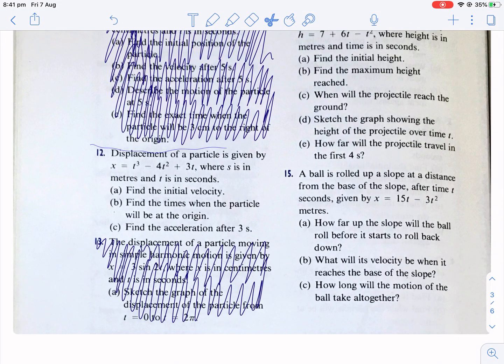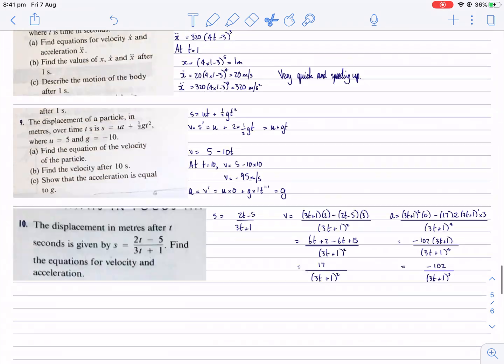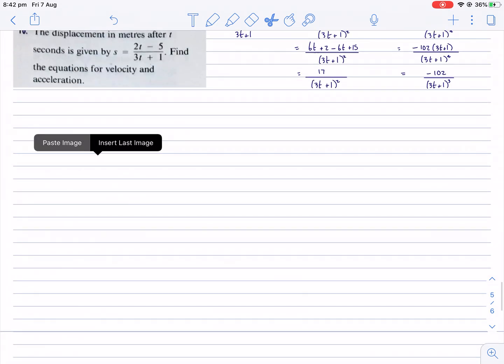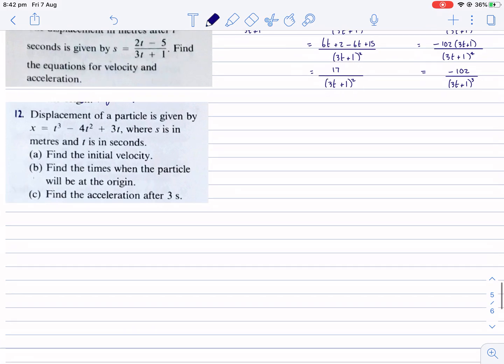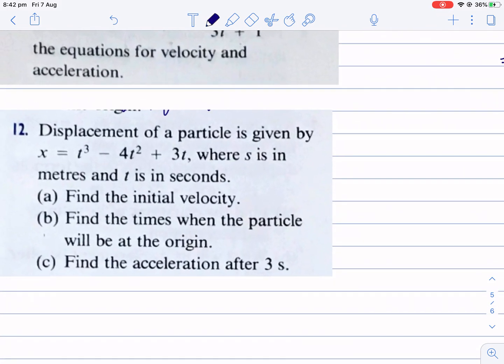Next they want this one. Okay, so initial velocity, well, we need to find x dash. So that's 3t squared take 8t plus 3. Initial means t equals 0. It's going to be 3 meters per second.